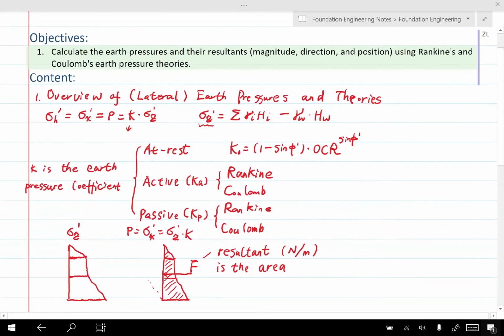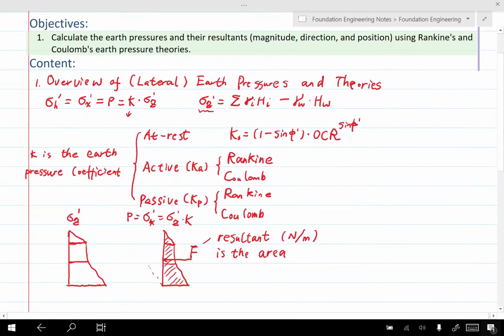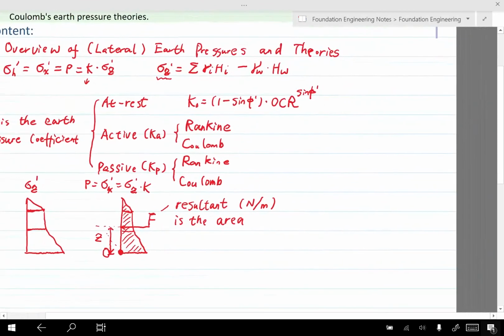But for the last one, position, we need to pay more attention. The position is a relative thing. Usually we need to say the position of this force with reference to a specific point. And here, for example, we can do it in this way. We can use this point. Let's call it the point O. And the position of F can be determined as we know the distance from this point O to F. So that is here, this Z.